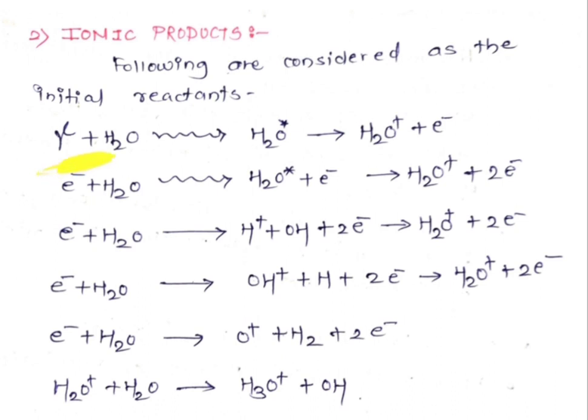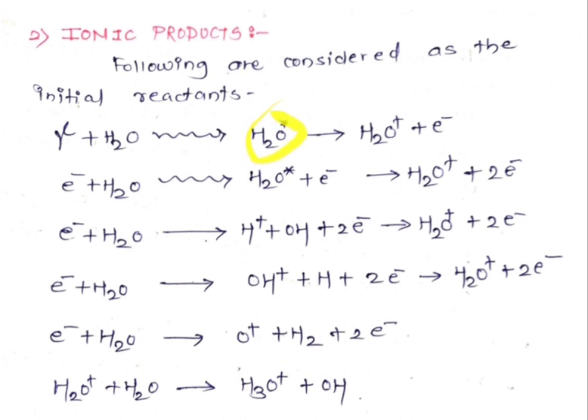The first one is gamma plus water, and here the wavy arrow shows the radiation. So simply, radiation interacts with the water and there is a formation of H2O star. This means water absorbs energy from the gamma ray photon and goes to the excited state.